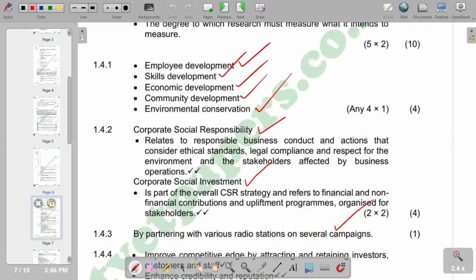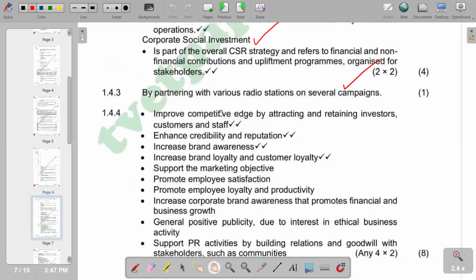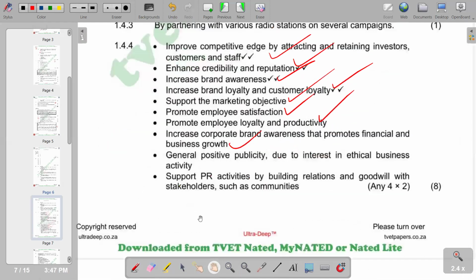So we refer to what we have in our answer section, whereby we've got: improve competitive edge by attracting and retaining investors, customers, staff, and also enhance credibility and reputation, increase brand awareness, increase brand loyalty and customer loyalty, support the marketing objective, promote employee satisfaction, promote employee loyalty and productivity, increase corporate brand awareness that promotes financial and business growth. Of course, we also have further points that point out the benefits or advantages.